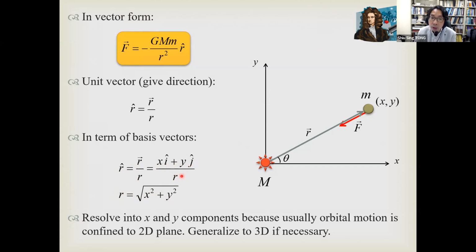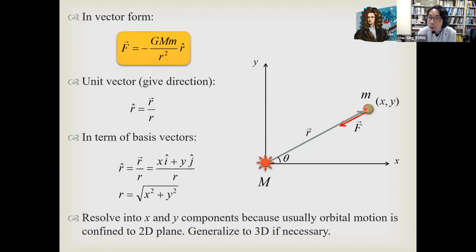Now you should notice that x, y are changing with the position of the planet. If the planet moves to another position, the x and the y will change. Okay, so the r hat vector is not a constant vector. It is changing with position. If I move to another position, then the r hat vector will change. And it's apparent from this figure because the direction of the gravitational force will change with the position of the planet, right? And also the magnitude of the force.